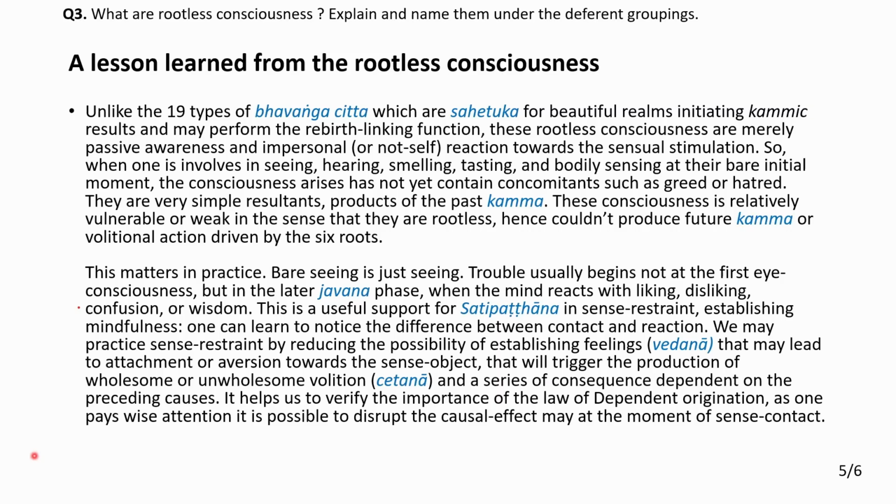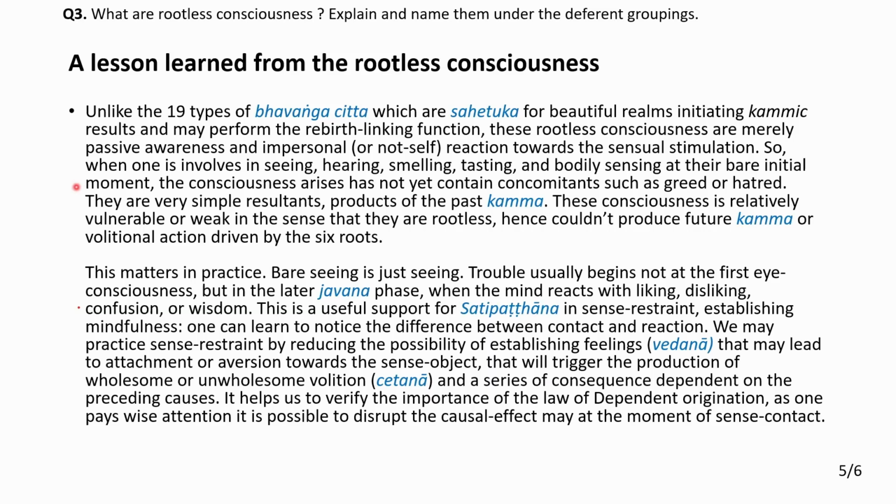Wait, you go up another slide. Okay. Oh, okay. Yeah, I saw the concomitant here. Okay, here at the first paragraph, number 5, the quick line, the consciousness arises has not yet contained concomitants. When you say concomitants, what do you refer to? Mental factor. Does the Vipaka have concomitants? I'm not sure. I'm confused.